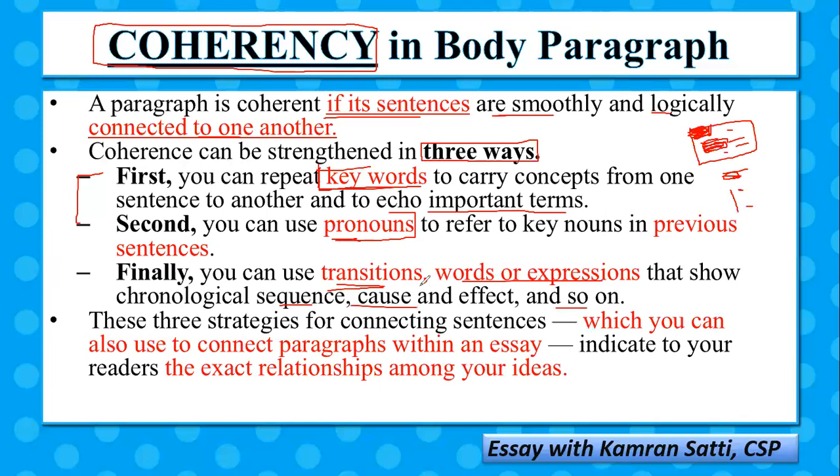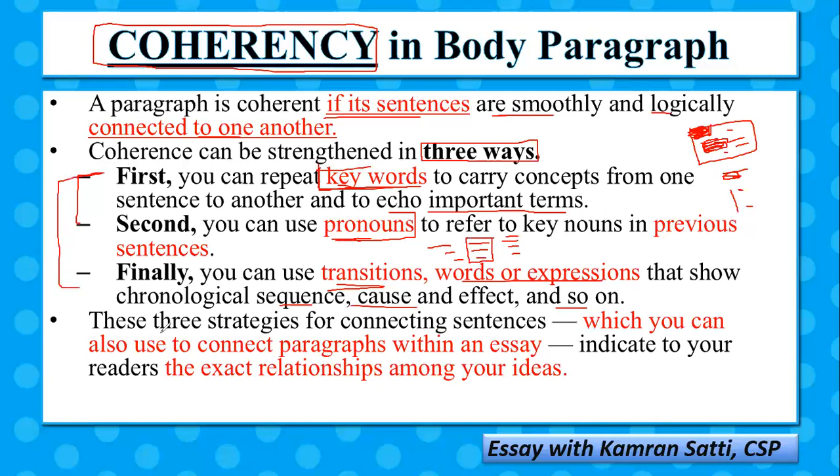So these are the words and expressions which let the reader jump smoothly from one sentence in a paragraph to the next. These transition phrases, just like keywords and pronouns, make the reader walk through from one sentence to another, while making the reader subconsciously realize that all the sentences are somehow related and they are touching upon the main topic of the paragraph. So these are the three ways in which coherency in a body paragraph can be achieved.